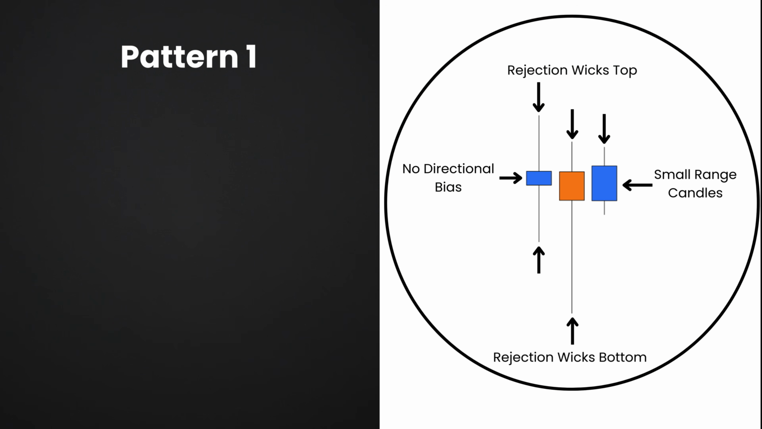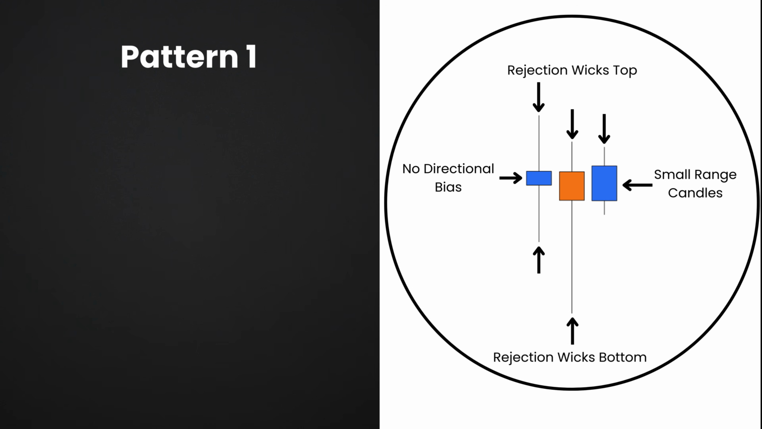Pattern 1 is what I call indecision and rejection. Right here, you can see small range candles with long wicks on both sides. We have rejection from the top, rejection from the bottom, and no clear directional bias. Now, this tells me something very important. Buyers tried to push higher and got rejected. Sellers tried to push lower and got rejected. So the market is balanced.